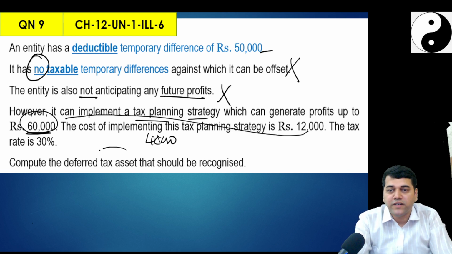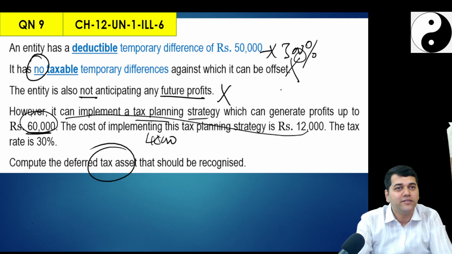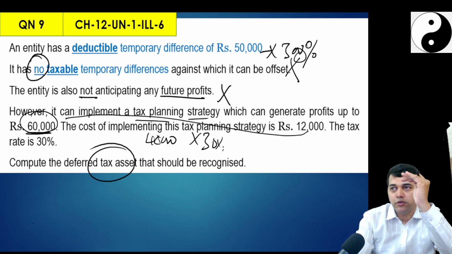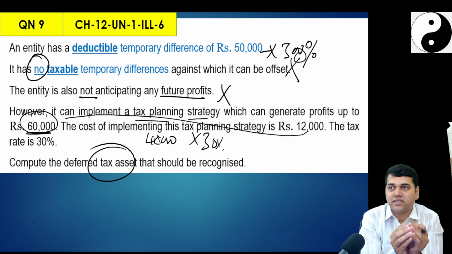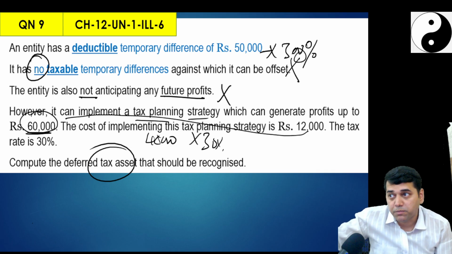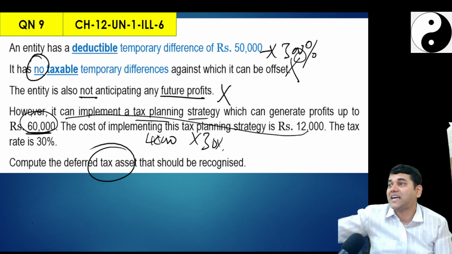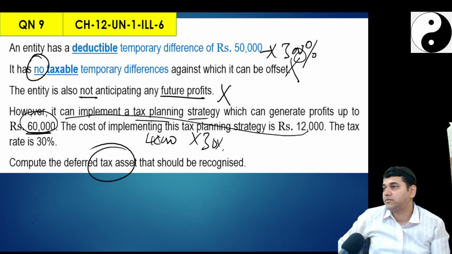Now, what is my deferred tax asset? Should I do 50,000 into 30%, or should I do 48,000 into 30%? 48 into 30. We have to limit it. Whatever deferred tax asset we calculate, we have to limit it to the extent either a taxable temporary difference is available, or future profits are available, or tax planning benefits are available. Yes, tell me, what is your problem?